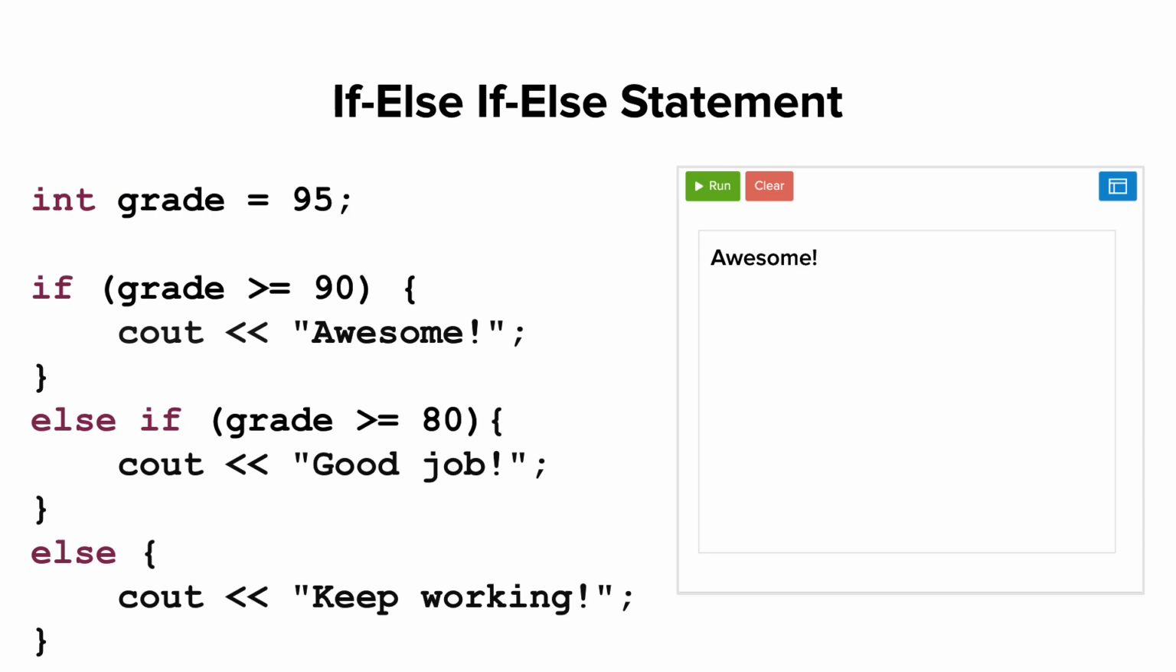Here's another look at a similar example. Notice that the grade is above 90, so "Awesome" is printed. The grade is also above 80, so why is "Good job" not printed? Remember, once a condition is met, the rest of the blocks are skipped. Since the condition is met, the program doesn't even look at the other conditions.